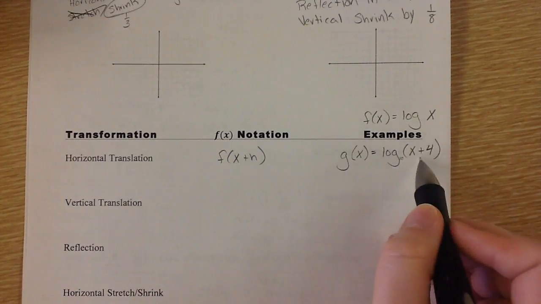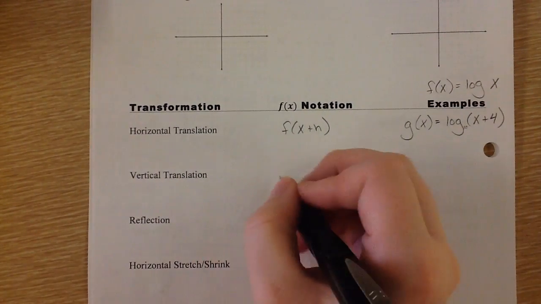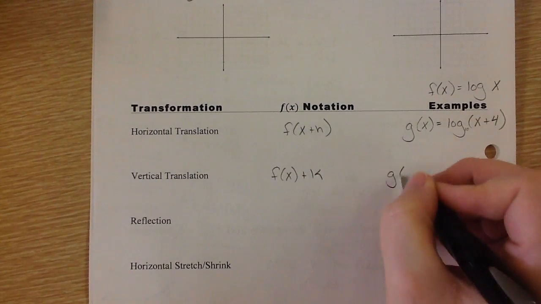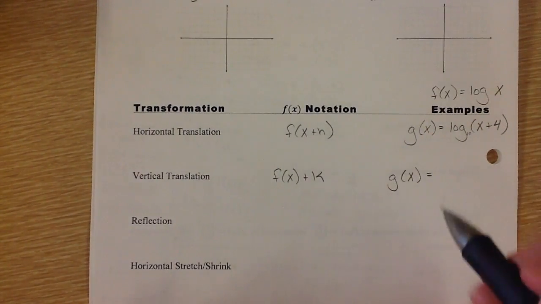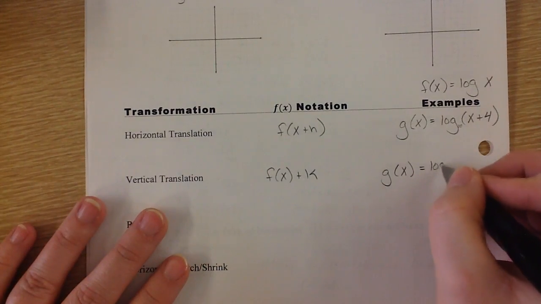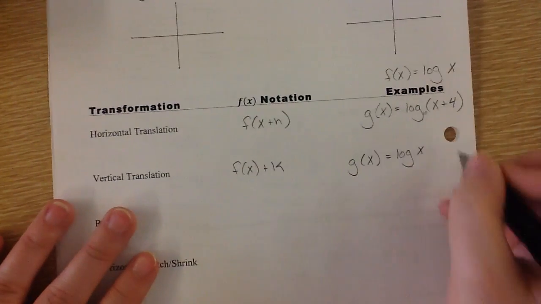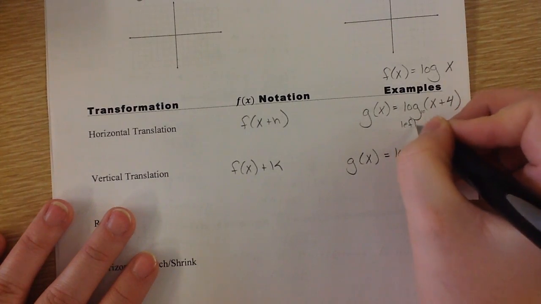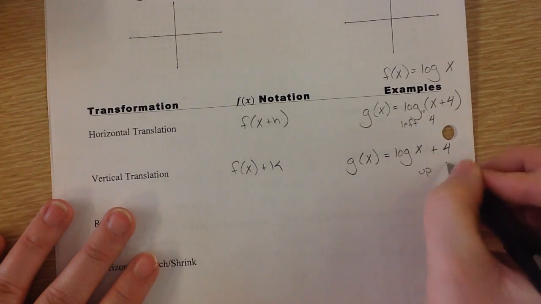It's inside the log. Whereas opposed to a vertical translation where it happens on the outside, okay, again, if I wanted to translate this up 4, I would just have the log of x, and then I would have to add 4 onto the end. So this one here is going to go left 4. This one here is going to go up 4.